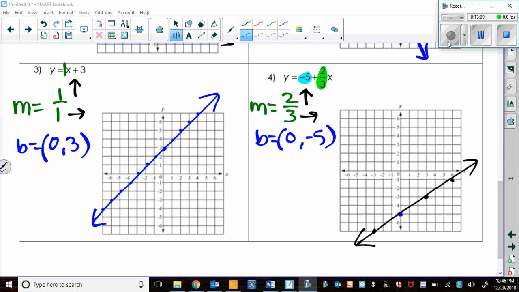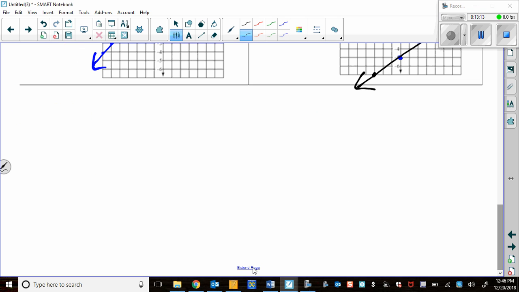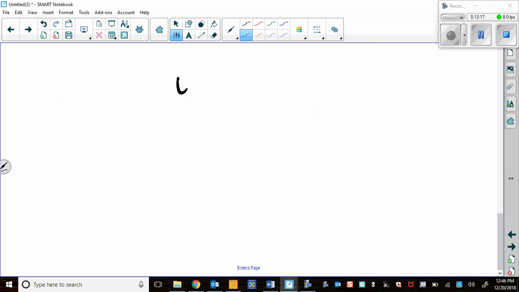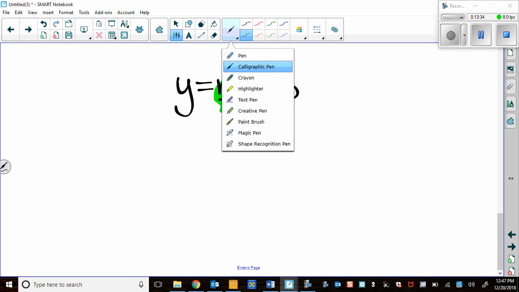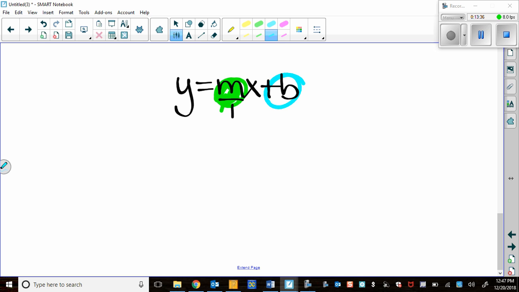So just a recap of what we learned today. I'm going to write this on the bottom. If I have my slope-intercept form equation, the number in front of the variable is your slope. That number can always be written over 1 if you just have a number like 2, 3, or 4. And your y-intercept is always the number that's not attached to the variable.